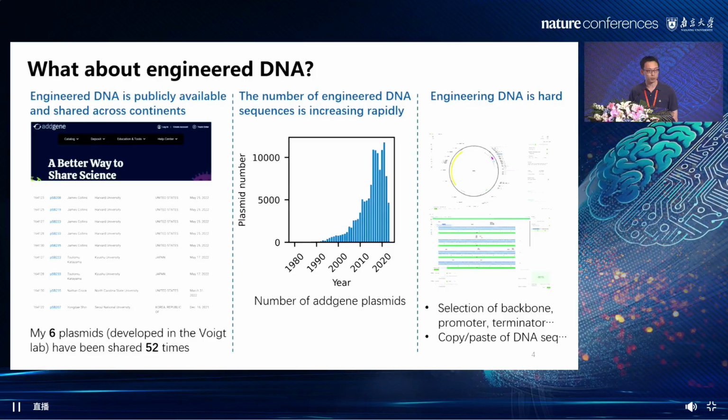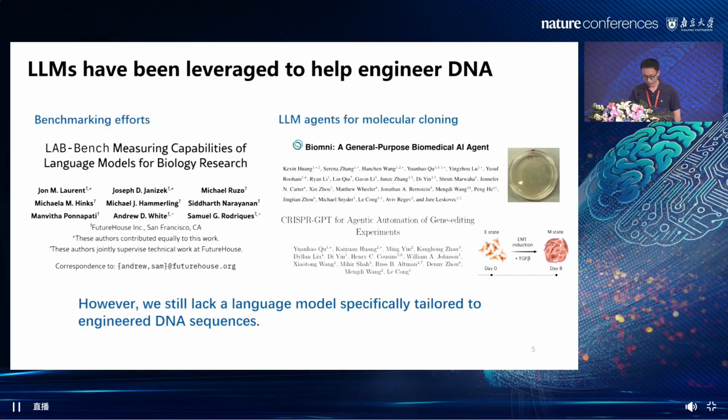Also, the number of engineered DNA sequences is increasing rapidly. Every year, we have about 10,000 new plasmid sequences available. But despite this, engineering DNA is still a very hard task. I've done molecular cloning for 3 years, and you need to select your plasmid backbone. You need to select the regulatory elements like promoters or terminators, and you need to copy-paste your DNA sequences manually. And that's really labor-intensive. So how can we make it a little easier?